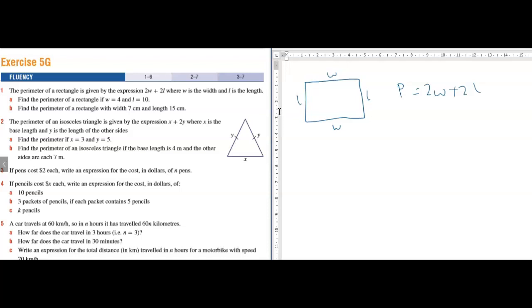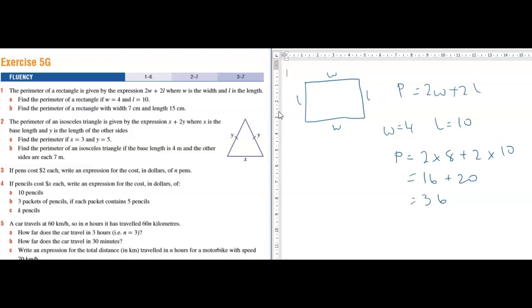Find the perimeter of the rectangle if w equals 4 and l equals 10. So w equals 4, l equals 10. It's just a straight substitution. So 2 times 4 plus 2 times 10. So 2 times 4 is 8, and then 2 times 10 is 20. So we have 28, and what units are we in? It doesn't tell us whether we're in centimeters or not. The next one does. So we'll just leave it as 28.